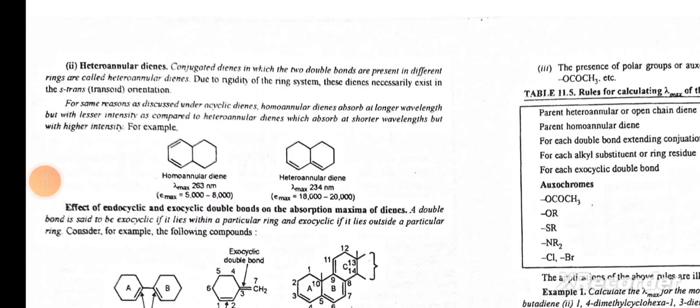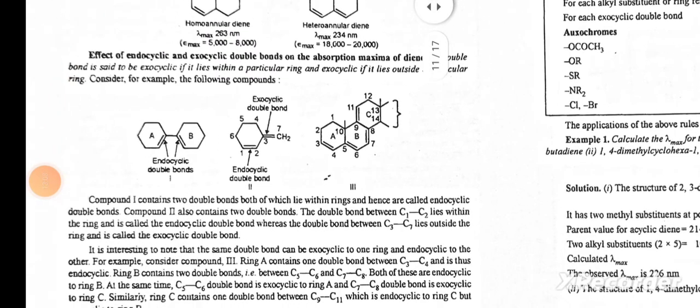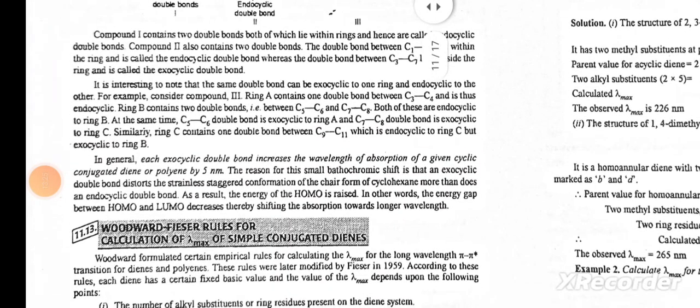For the same reasons as discussed under acyclic dienes, homoannular dienes absorb at longer wavelength but with lesser intensity as compared to heteroannular dienes, which absorb at shorter wavelengths but with higher intensity. For example, effect of endocyclic and exocyclic double bonds on the absorption maxima of dienes. A double bond is said to be endocyclic if it lies within a particular ring and exocyclic if it lies outside a particular ring. Consider for example the following compound. Look at this. Compound 1 contains two double bonds, both of which lie within rings and hence are called endocyclic double bonds. Compound 2 also contains two double bonds.